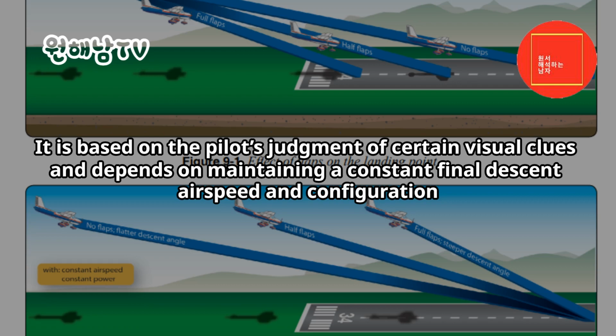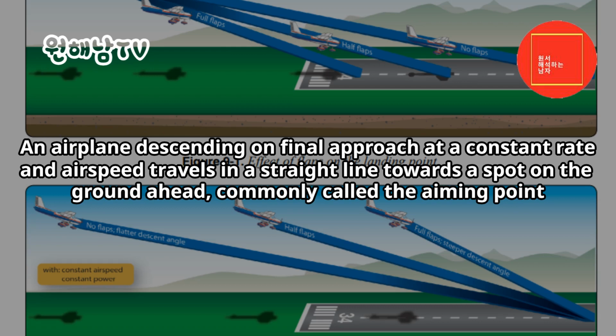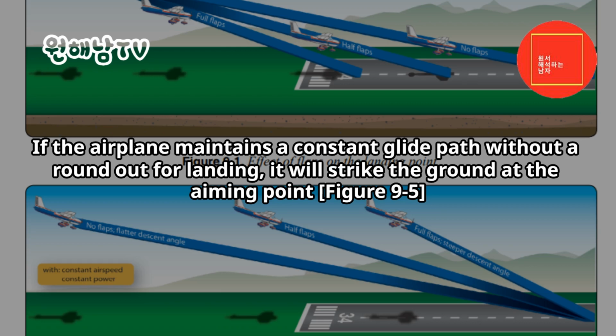and configuration. An airplane descending on final approach at a constant rate and airspeed travels in a straight line towards a spot on the ground ahead, commonly called the aiming point. If the airplane maintains a constant glide path without a round out for landing, it will strike the ground at the aiming point. Figure 9-5.